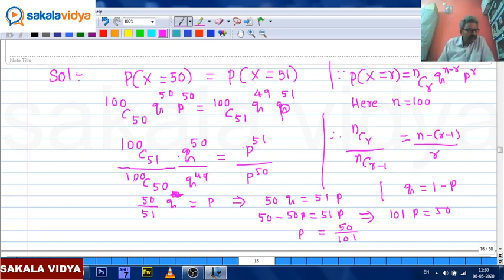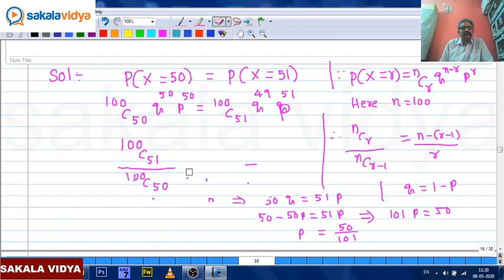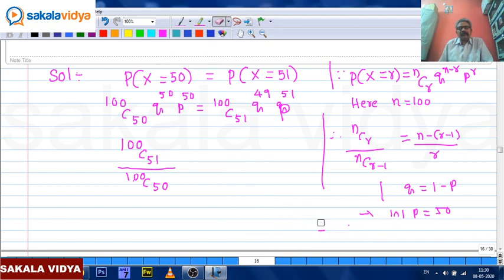Okay. So let us check it once again. See here, 100C50 q to the power of 50 p power 50 is equal to 100C51 q to the power of 100 minus 51 is 49, p power 51. Next, 100C51 by 100C50, here some numerical calculation mistake is there. Yes, the process is correct, actually we are committing a lot of numerical mistakes.